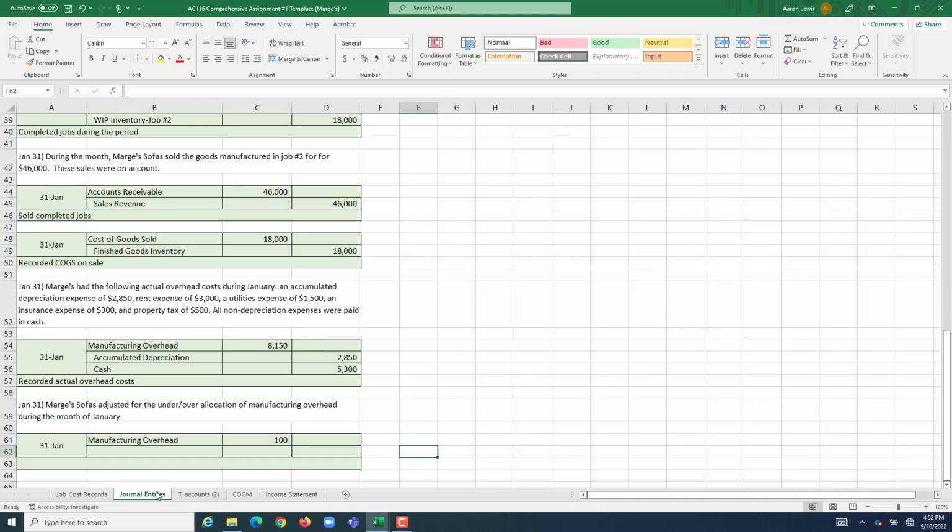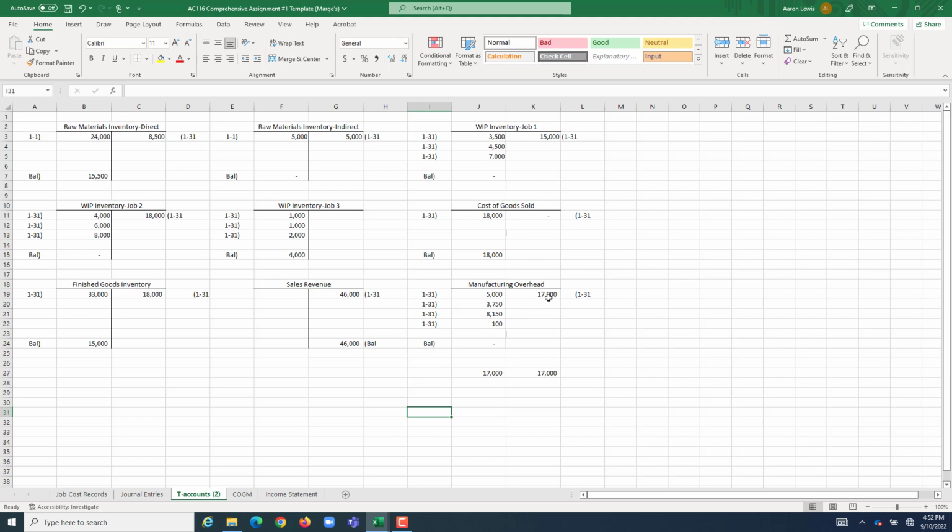What am I going to do with the credits? Well, there's a lot of different methodologies you can use. The easiest one is just to write it off to cost of goods sold. In this case, we estimated, coming back over here, that we were going to have $17,000 worth of overhead costs. And that was a really good guess.